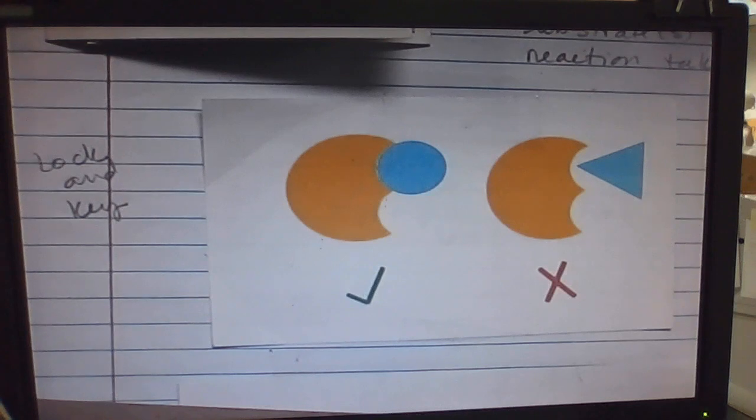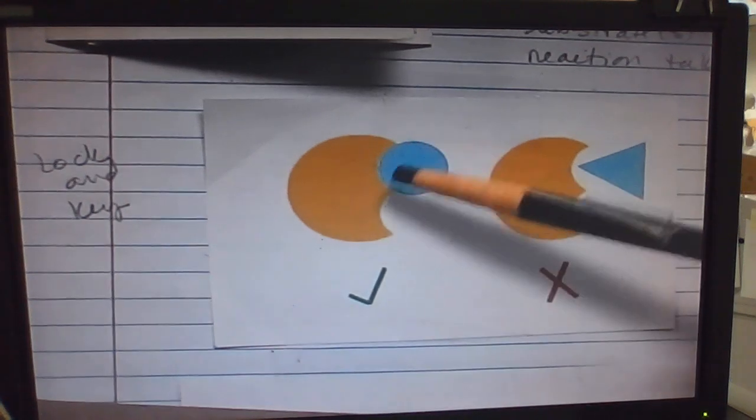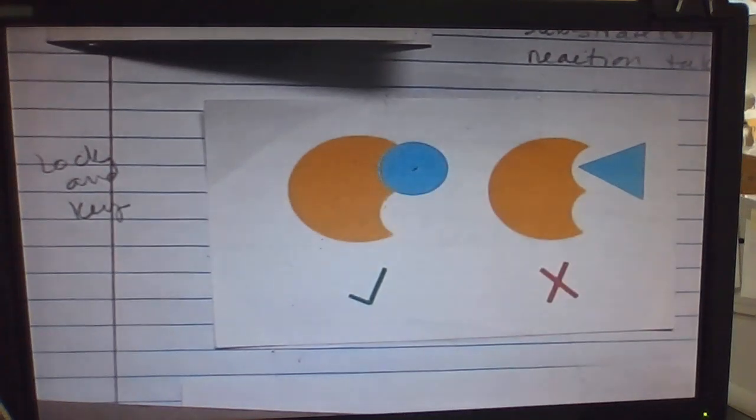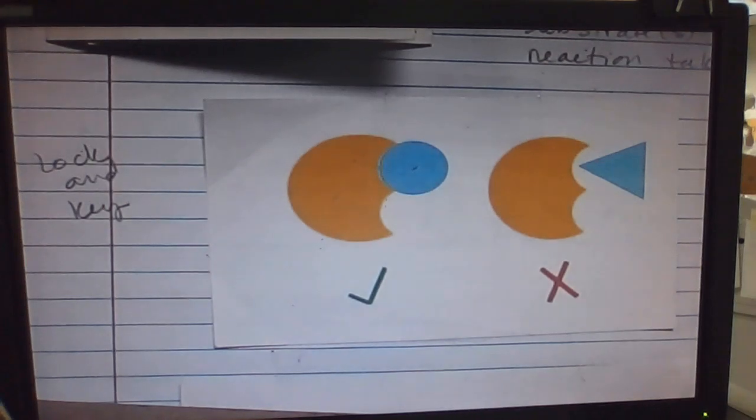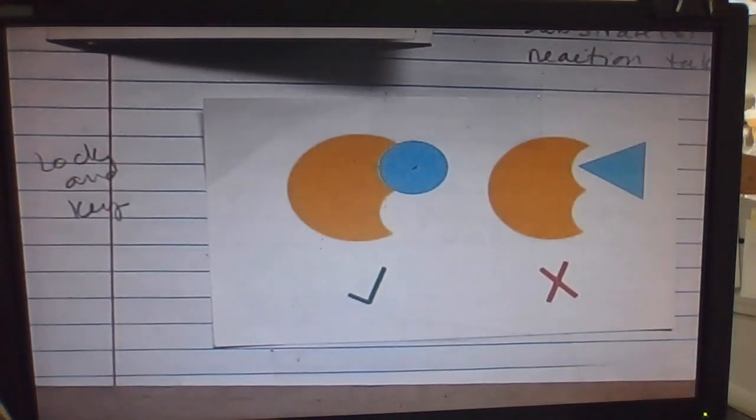Enzymes and their substrate are considered lock and key. So there are specific substrates for specific enzymes. Like a lock and a key, there's a specific key that's going to fit into a specific lock.